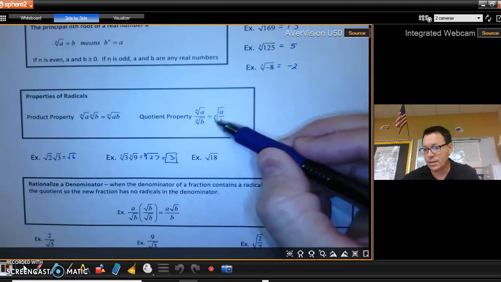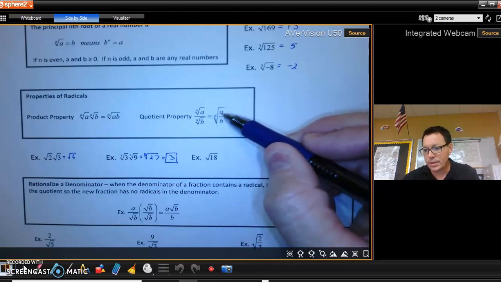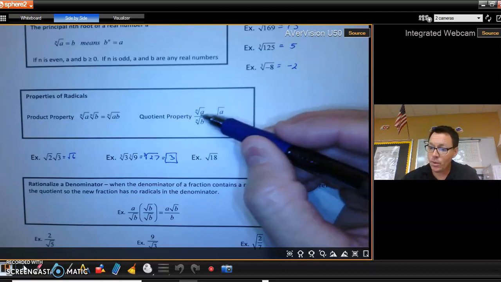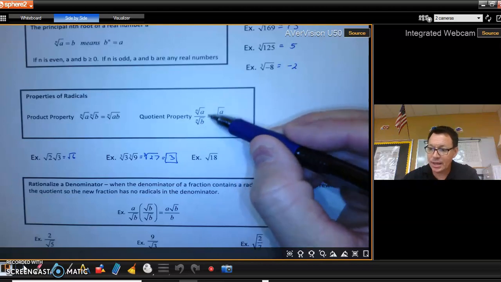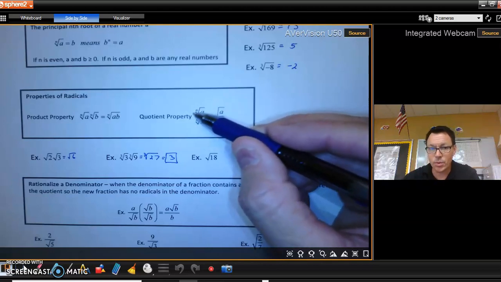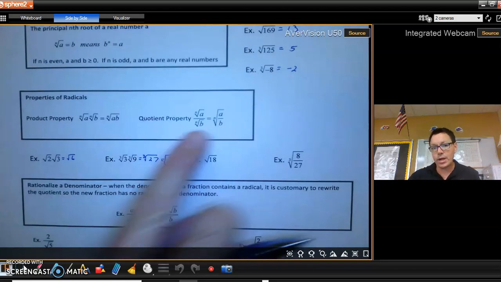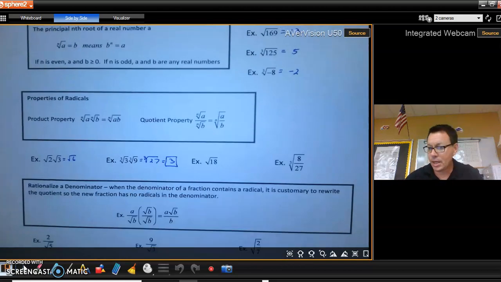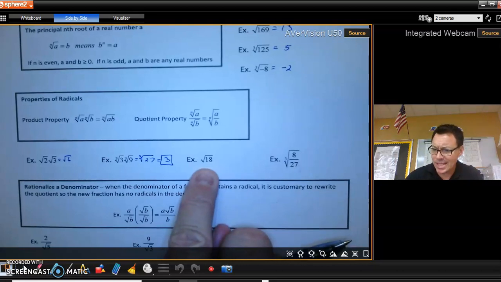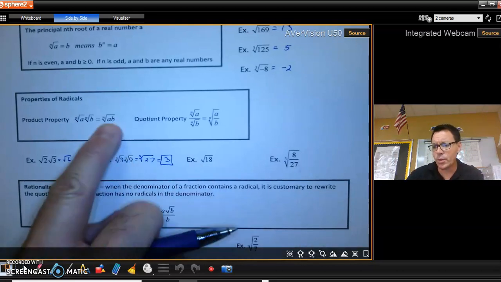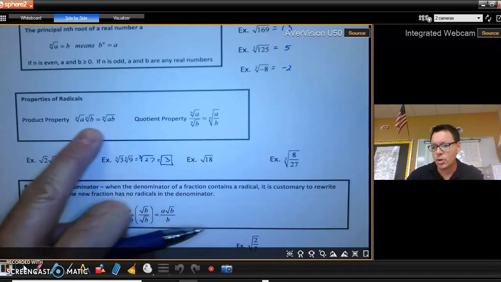Okay, if I'm taking the square root of 25 thirds, well, 25 is a perfect square. So I may want to re-split that up so that I can actually take the square root of the 25 and simplify it. So being able to go both directions is helpful. Okay. This next example would be an example of going the other direction.